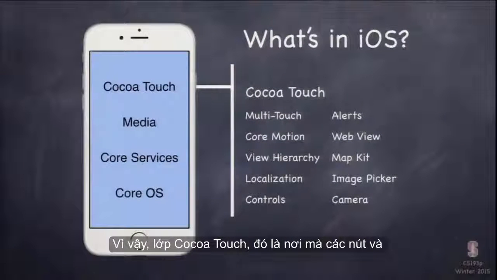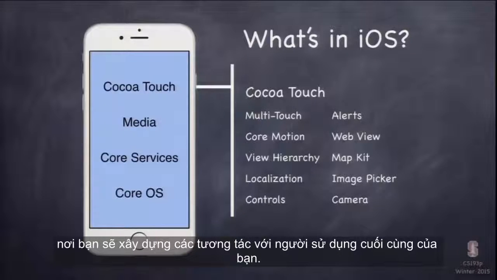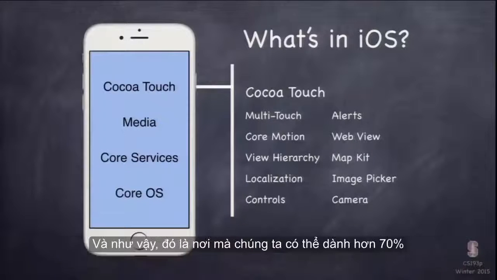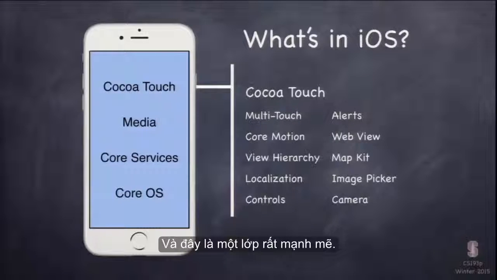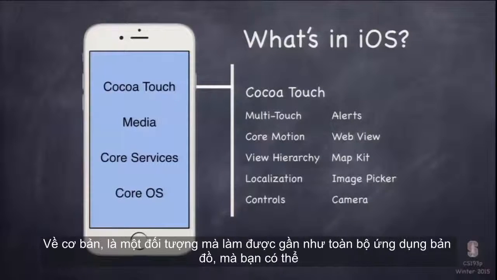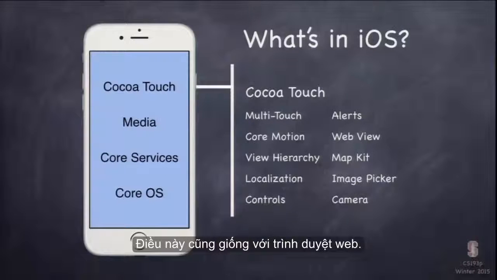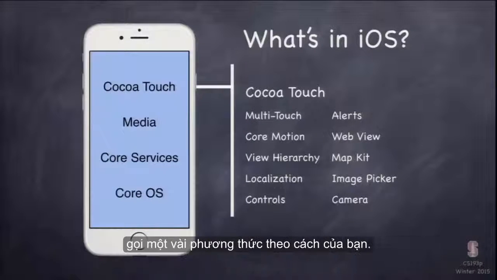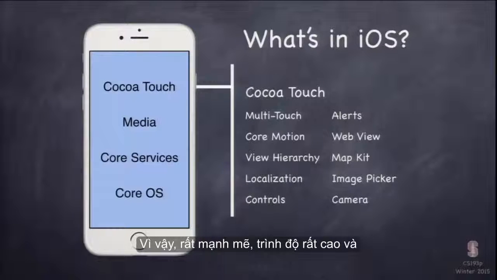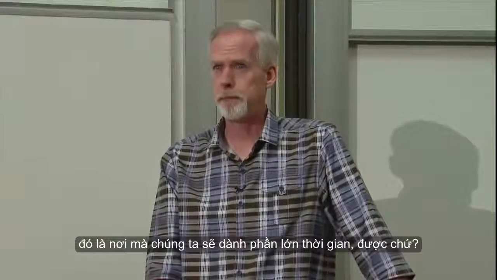So the Cocoa Touch layer, that's where the buttons and sliders and things like that are. This is the layer where you're going to build the interactivity with your end user, and so we probably spend 70+% of our time in the Cocoa Touch layer. And this is a very powerful layer. You've seen things like the Maps app on the phone. There's basically an object that does almost the entire Maps app that you can just drop right into your program. Now you have Maps in your program. Same thing with web browser. If you want to put web browsing in your app, just boom, pop an object in there, call a couple methods, and you're on your way. So it's very powerful, very high level, and there's a lot going on in there, and that's where we'll spend most of our time. Okay?